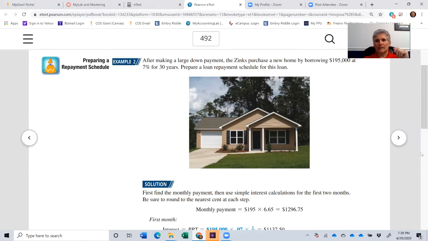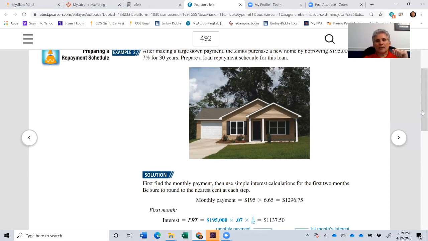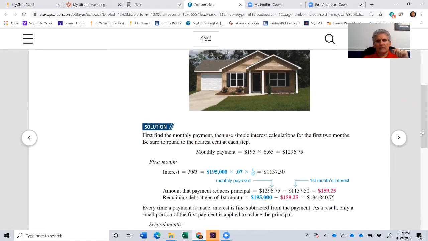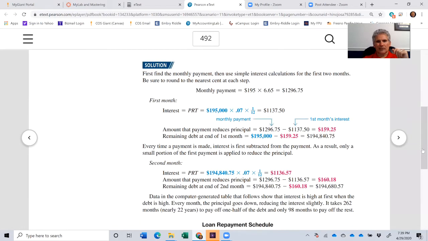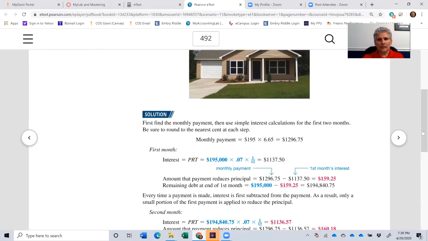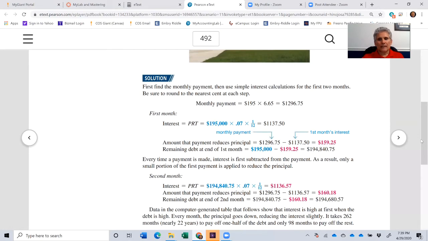That's our monthly payment. Now from here, we can create an amortization schedule. I don't think we're going to do this for the entire loan. We'll just do that for maybe 1 or 2 months. Oh, it says loan payment schedule for this loan. Okay, so we'll do that.